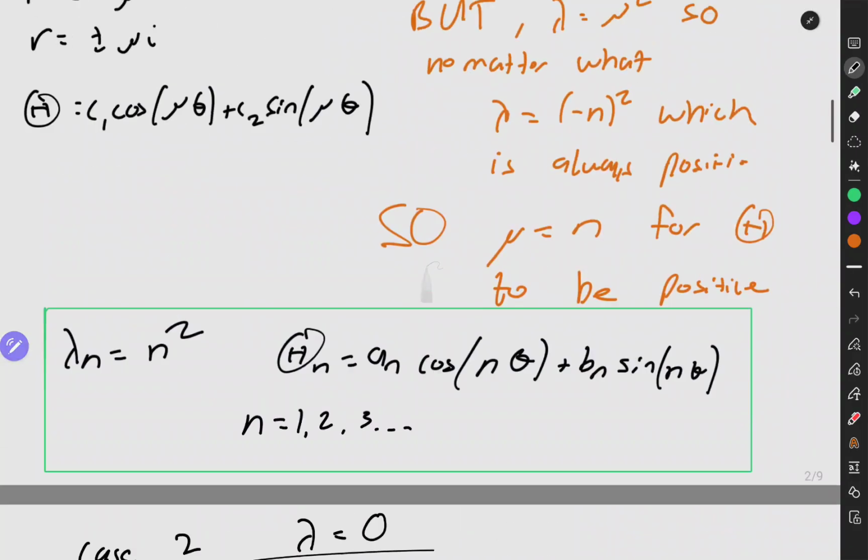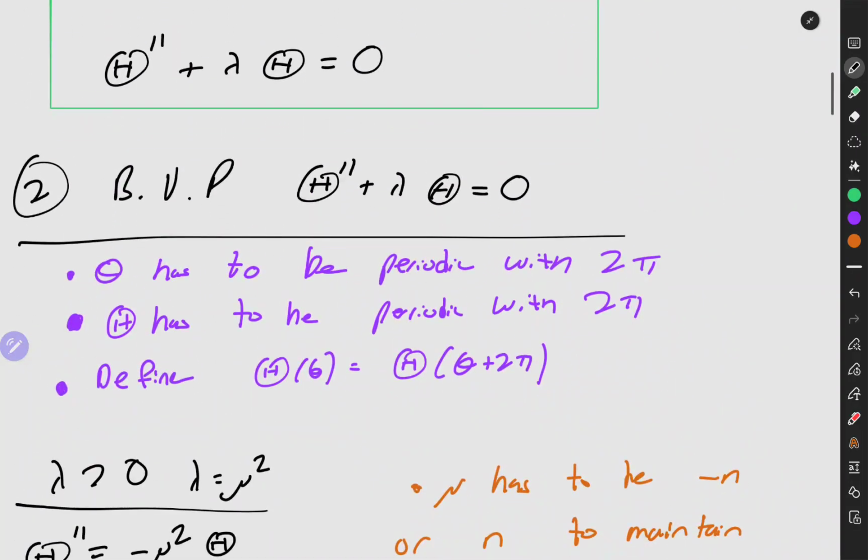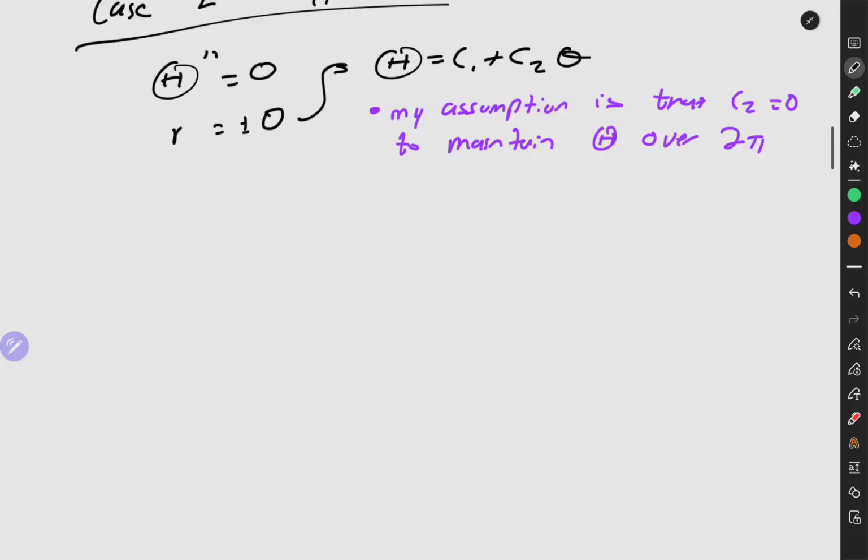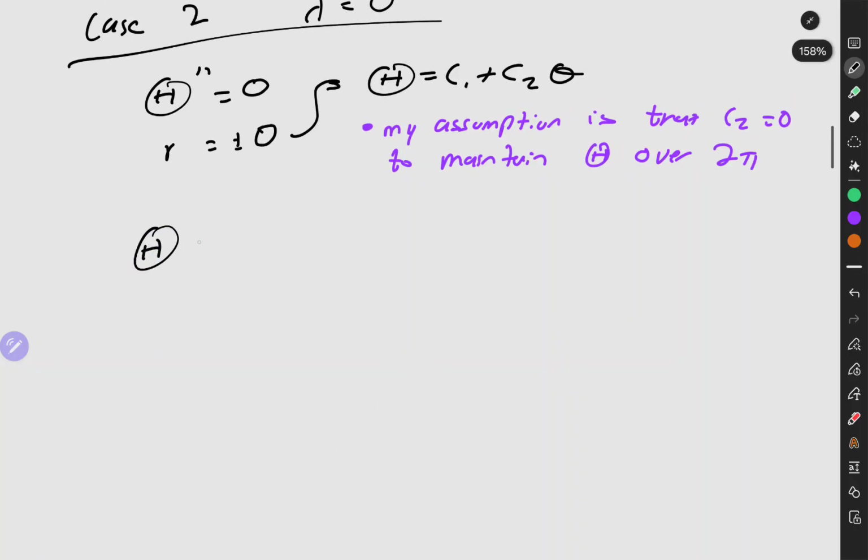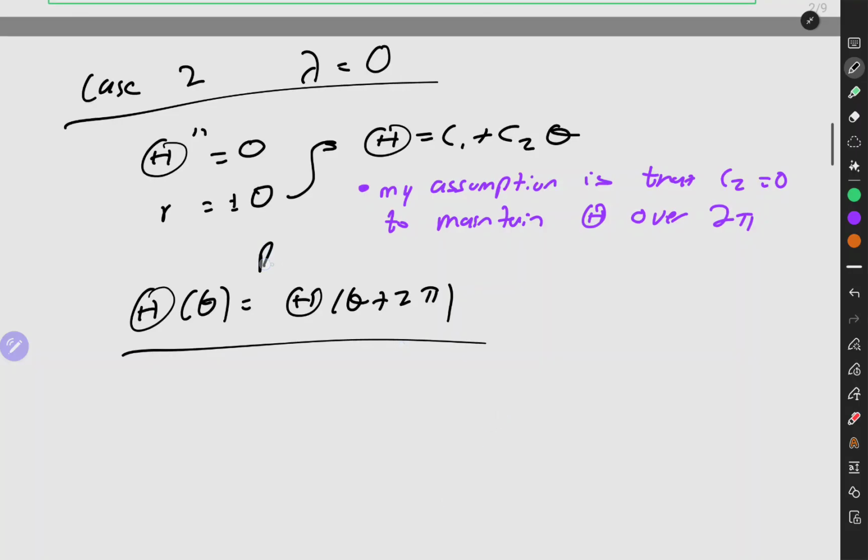We can test this theory. Remember, we find that theta of theta is equal to theta of theta plus 2 pi. So theta of theta is equal to theta of theta plus 2 pi, which is going to look like this. So this is the proof.